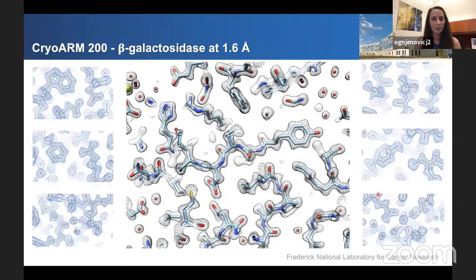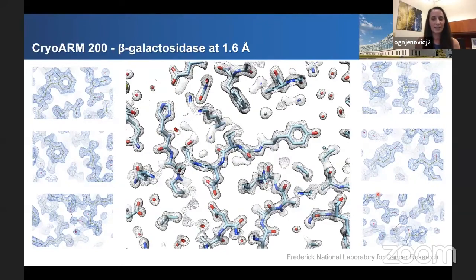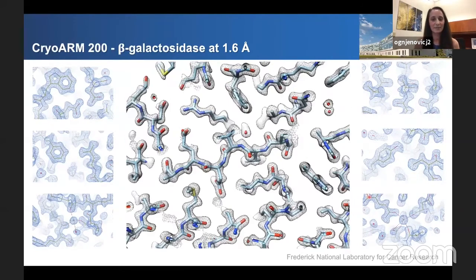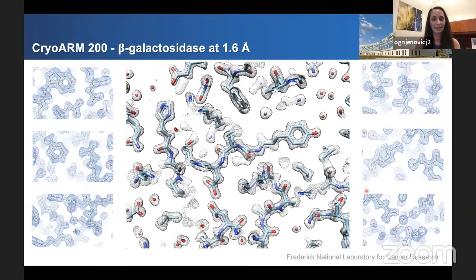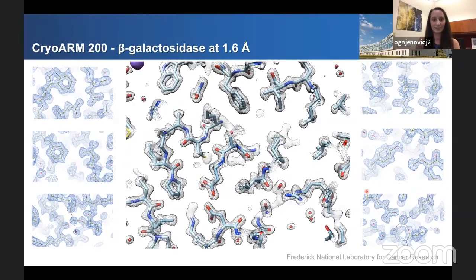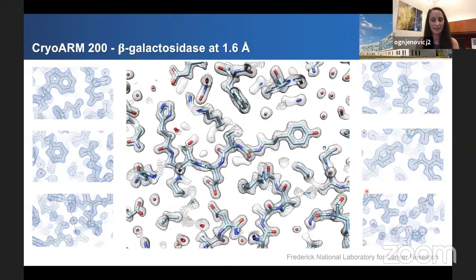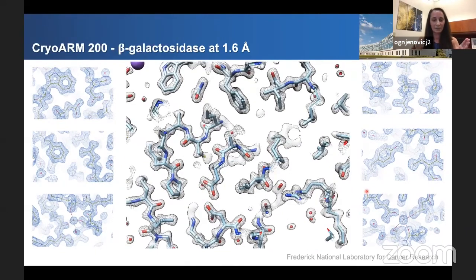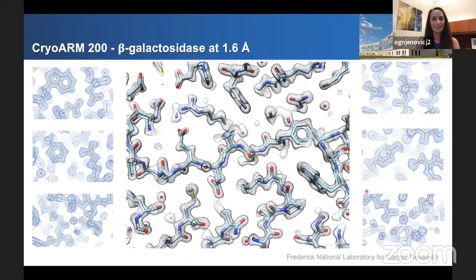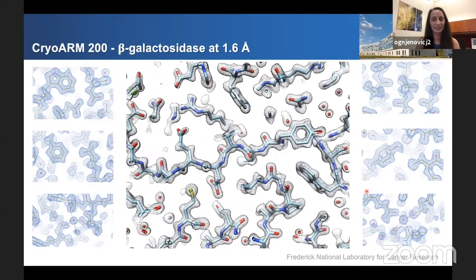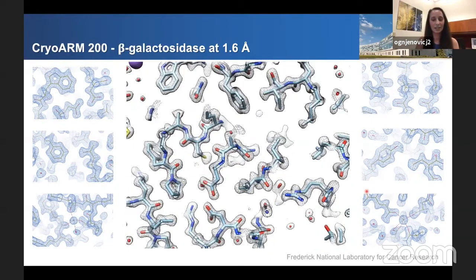Just at this point, I want to go back to the first question we always get about cryo-ARM: is 1.8 angstrom BetaGal the limit? Well, I'm glad to inform you that we actually obtained a 1.6 angstrom BetaGal map. Now, this jump from 1.8 to 1.6 is pretty significant when you get to this high resolution range.